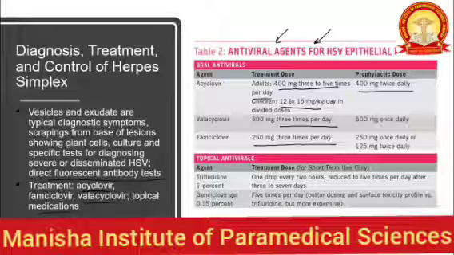Now, topical antivirals can also be used. Topical gels can also be used, like ganciclovir gel, 5 times per day, with better dosing and surface toxicity profiles. And trifluridine, 1 drop every 2 hours, reduced to 5 times per day after 3 to 7 days. So this can also be done. Ganciclovir gel works fairly well in controlling the blisters.